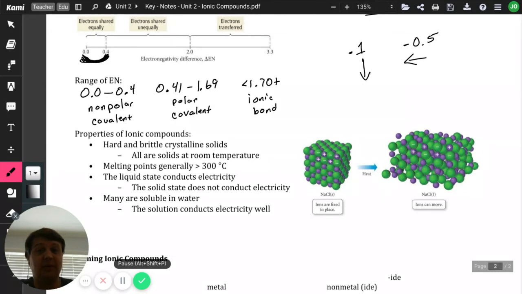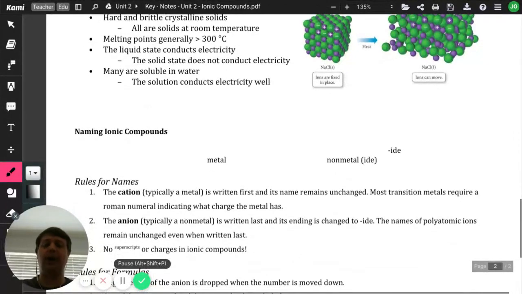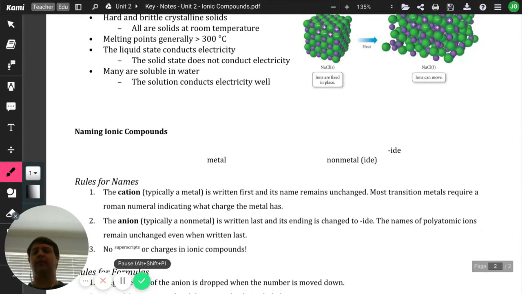If I'm talking about solubility in water, pure water actually doesn't conduct electricity. When I take some salts of different varieties and dissolve them into water, they will actually begin to conduct electricity. All right? Okay, so those are our properties. Let's recap our naming, and then we will be done.